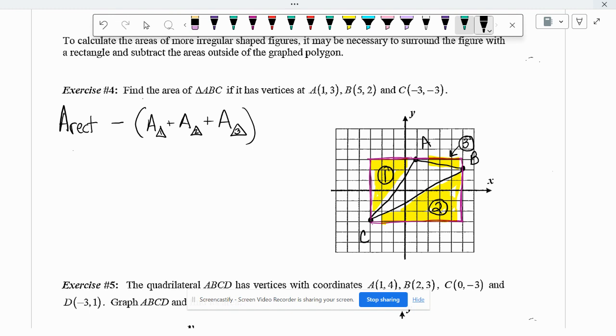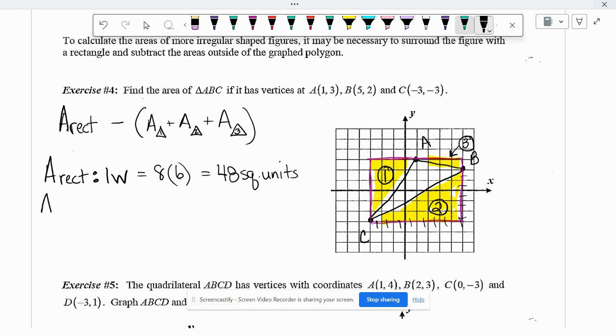So if I wanted to figure out the area of the rectangle, again, we just have some horizontal and vertical lines. So my length, 1, 2, 3, 4, 5, 6, 7, 8, times my width, 1, 2, 3, 4, 5, 6. So what is the area of the rectangle? 48 square units. Yes, sir.